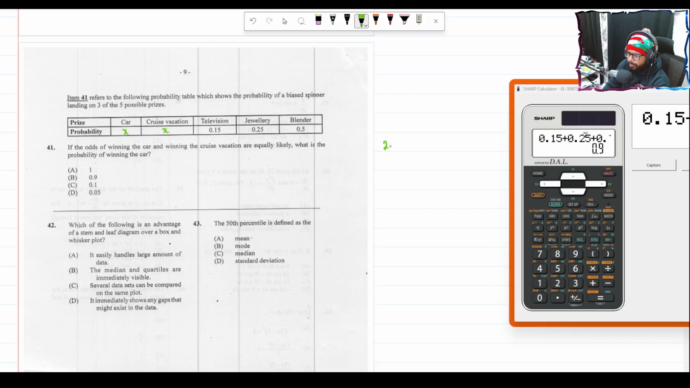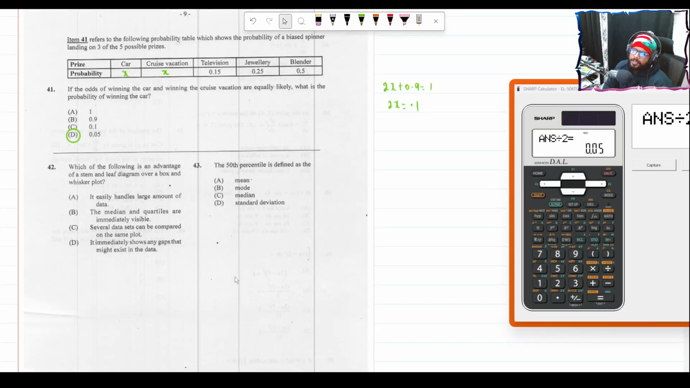2x plus 0.9 is equal to 1. Move the 0.9 across. 1 take away 0.9, I know what it is, but I'm still checking. It's 0.1. 0.1 divided by 2 is 0.05. So x is 0.05, which is the probability of winning a car. The answer is D.